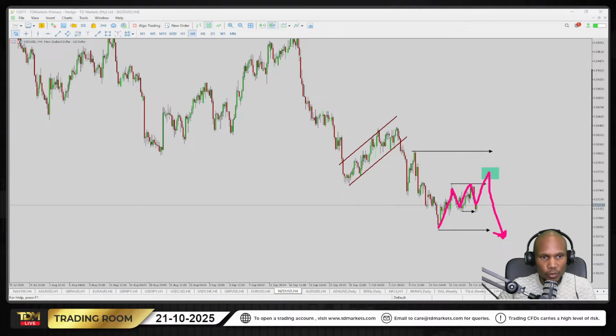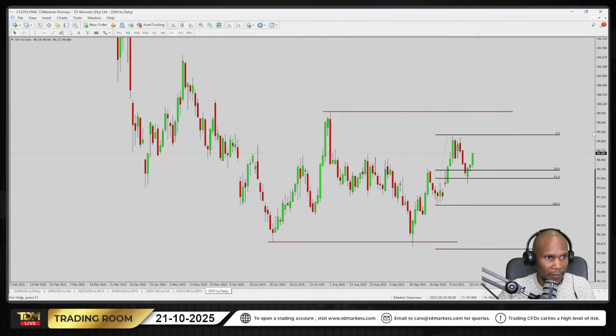So just be patient with this one. We just need this high. Should we get this high, then we are most likely going to go back down, because the dollar is strong at the moment. The DXY is going up.